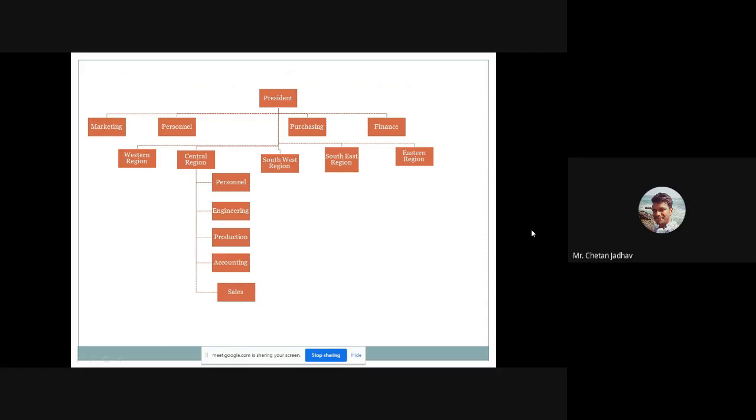So first person, that is the president, the owner of any organization, will divide their main core committee of that organization for handling each and every different department like finance, purchasing, personnel and marketing. And along with these four people, they will divide the regions of their organization.